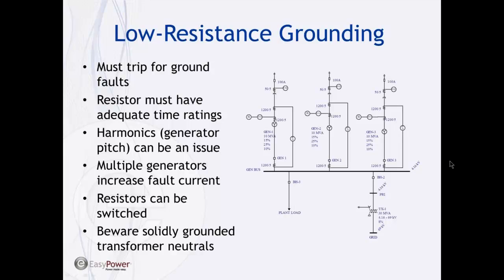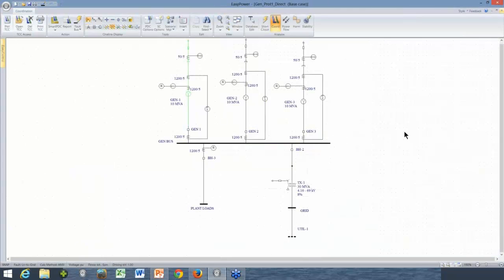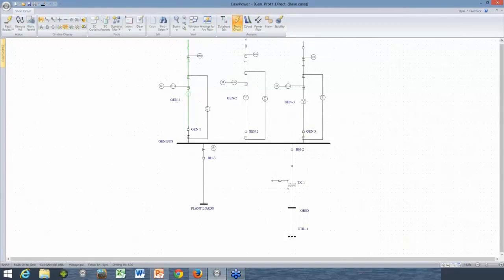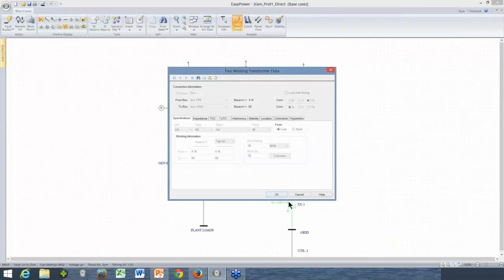All right, let's take a quick look at my system here. If I go to short circuit focus, each one of these generators is grounded through a 100 amp resistor, and I've got my transformer here. Let me take a look. And I have a 100 amp resistor in the transformer neutral.